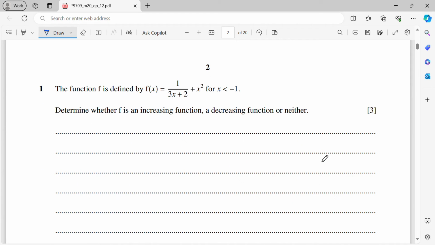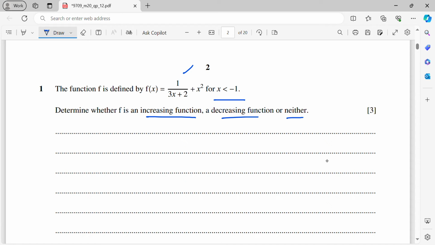So for question number 1, the function f is defined by f(x) = 1/(3x+2) + x² for x less than -1. Determine whether f is an increasing function, a decreasing function, or neither.